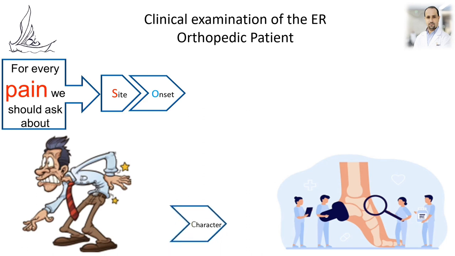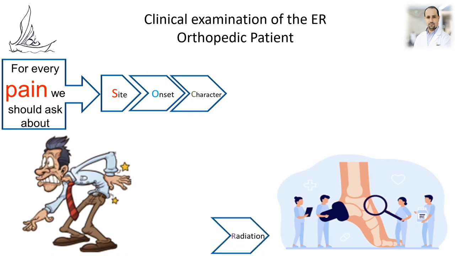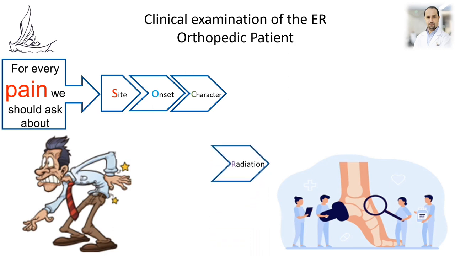Then we should ask about the character of pain. Is it itching or burning or anything else? After that, we should ask about the radiation of the pain. Does it radiate or is it located in the same site? This question is very important in the case of C or L spine trauma to ask about the radicular pain.